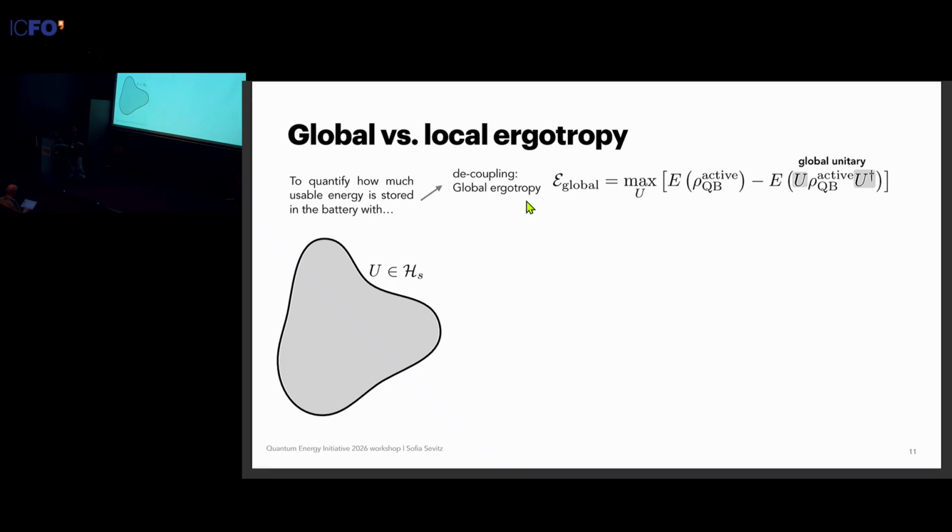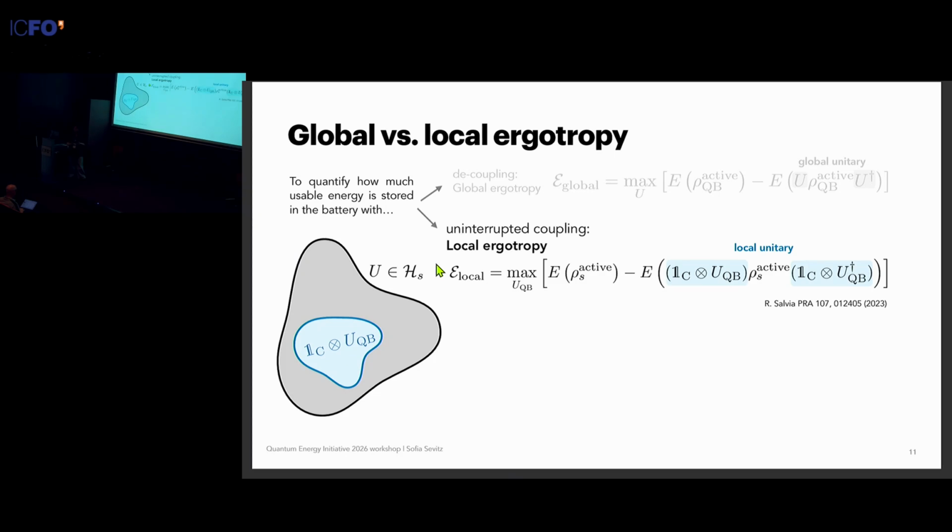Okay, so what's our figure of merit now? Because we can't use this global ergotropy. I think now it's obvious why I was calling it global, because the unitaries here act on the entire Hilbert space of the system. So what we do with uninterrupted coupling is we look at the local ergotropy, which is a subset of these unitaries. And it's only the ones that have this form, where they don't do anything to the charger, and we only extract from the battery.